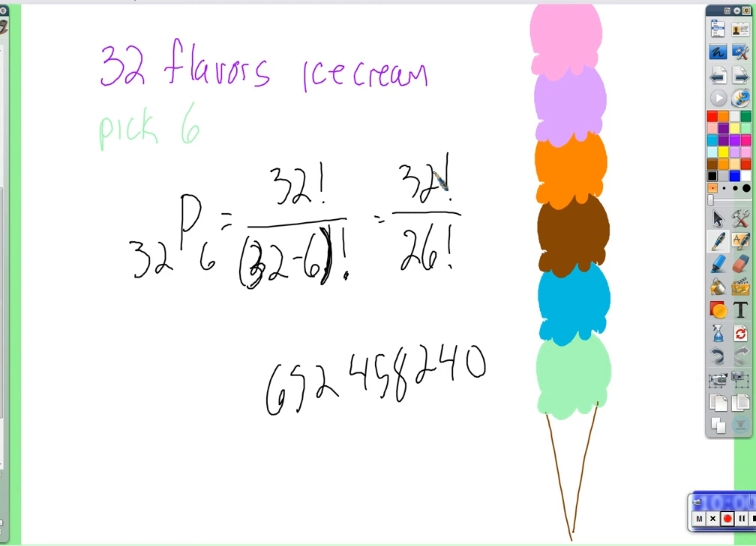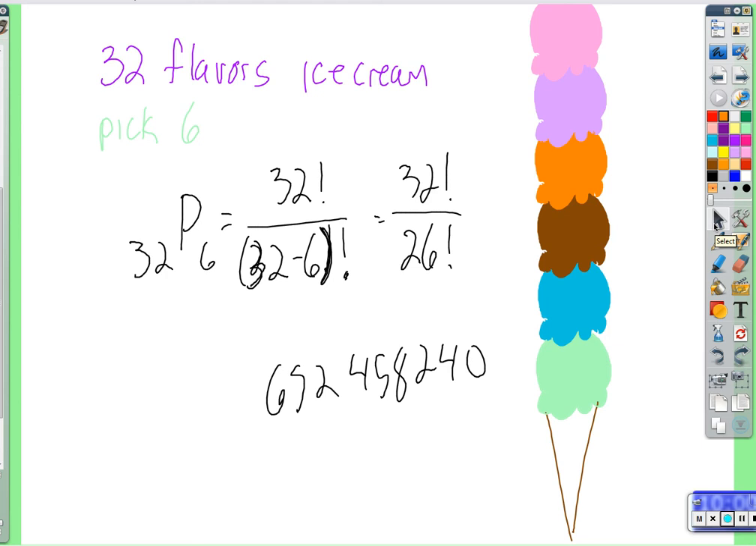So now we're going to talk about combinations, where order is not important. It doesn't matter what order they're in. It's all the same. So you tell me, if the order of these ice cream scoops is not important, would you think intuitively that means there's going to be more possibilities or fewer possibilities? Fewer. Okay.